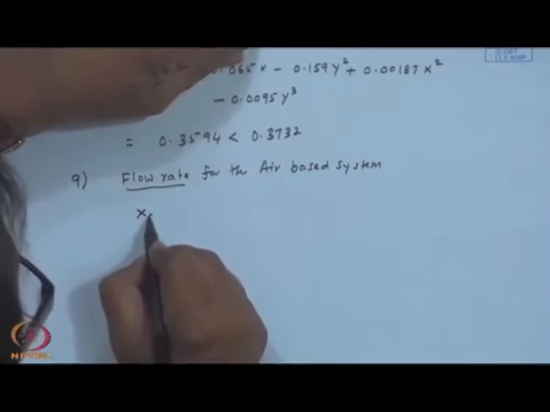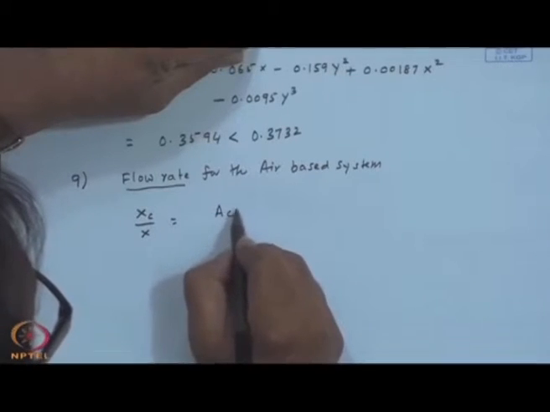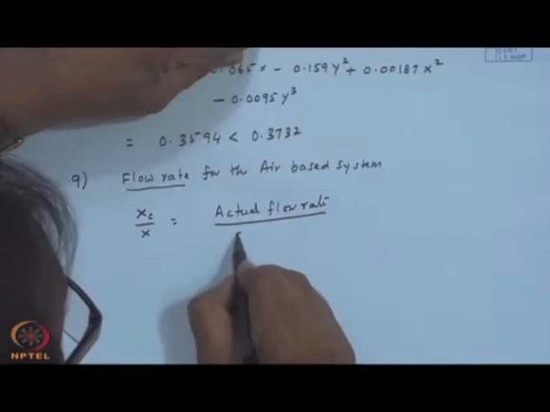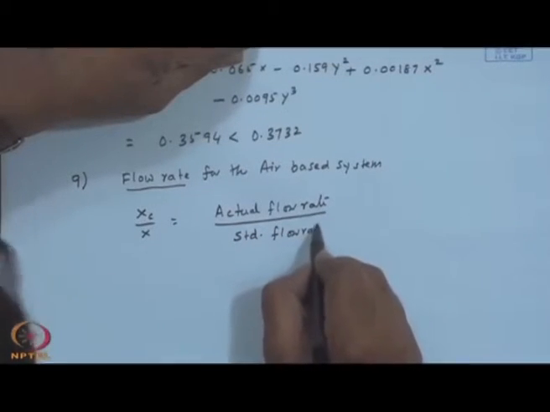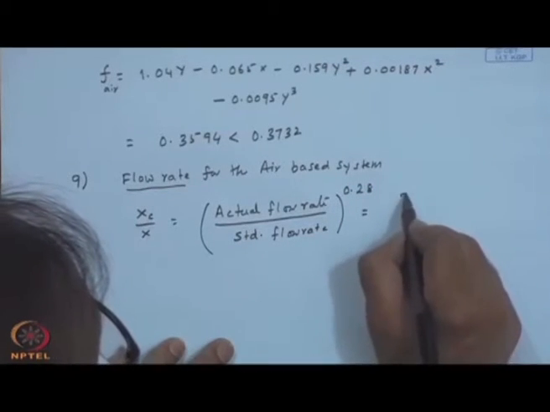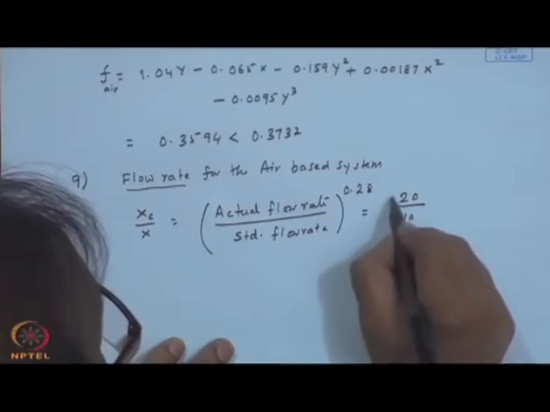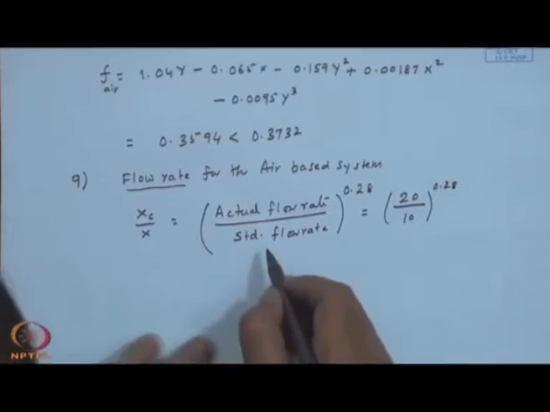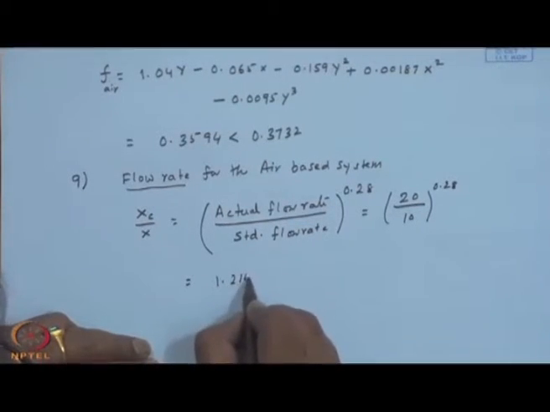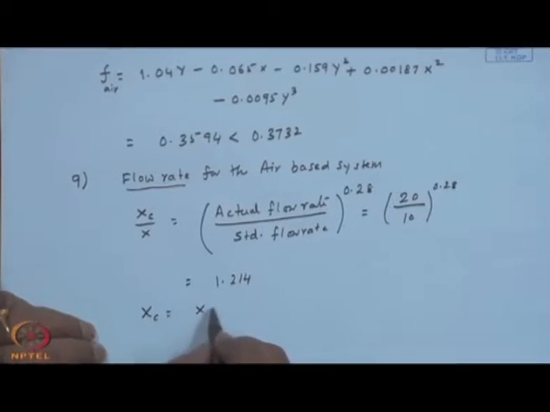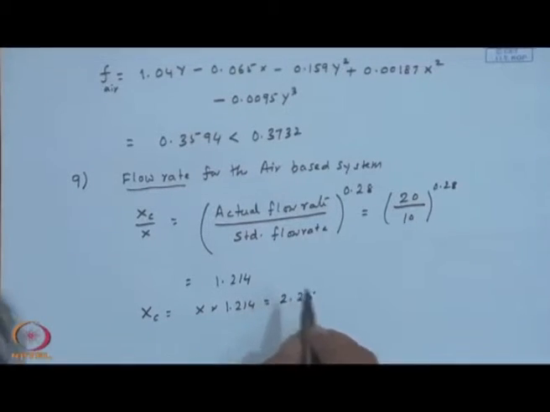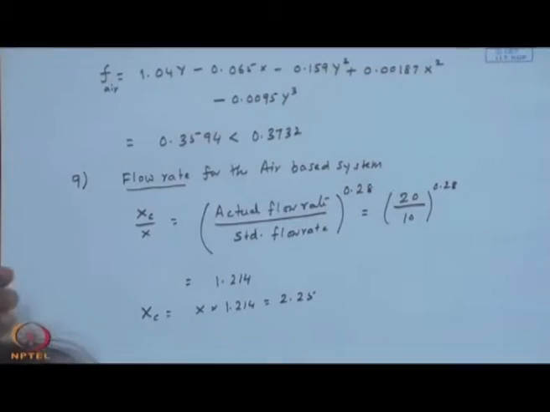So, the correction is now X c by X equal to actual flow rate by standard flow rate to the power 0.28. So, the standard flow rate is 10, and the actual flow rate is 20, to the power 0.28. That will be equal to 1.214. So, the corrected value of X c will be X into 1.214, which will be 2.25. So, this is a little unexpected. I will tell you why it is unexpected, and then also I will tell you why it should be expected.